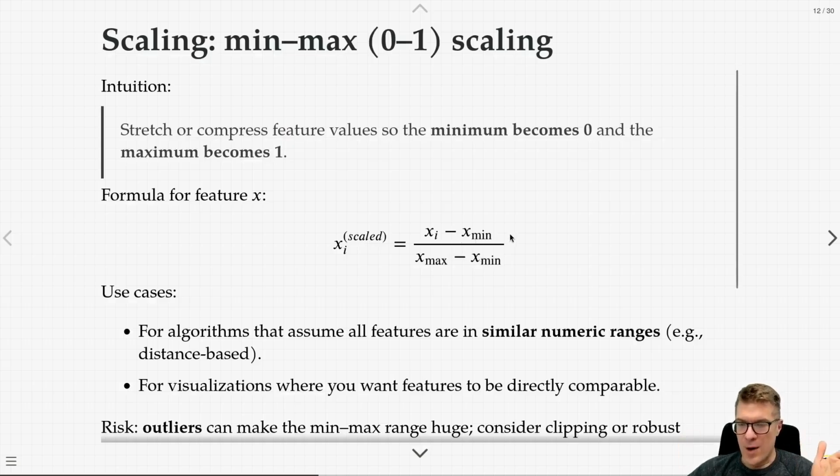This numerator, the top part, basically takes all of the data and sets it so that the smallest value is at 0, and then the denominator is just the difference between the previous maximum and the previous minimum. That gives me the range, and dividing by that range ensures that everything is going to be on the scale of 0 to 1.